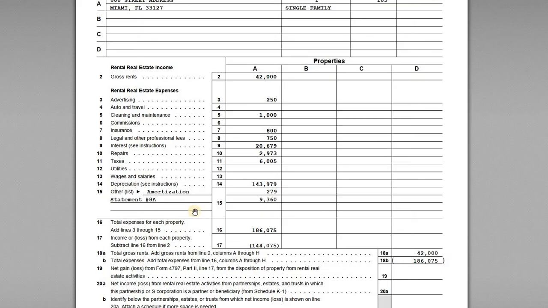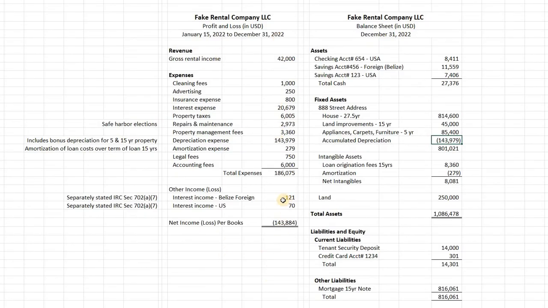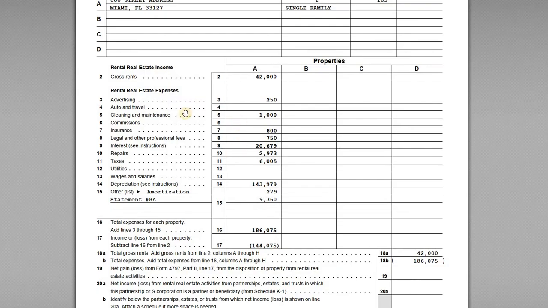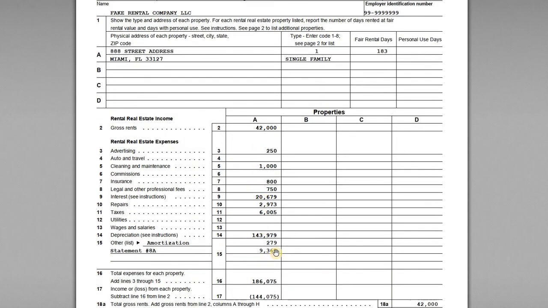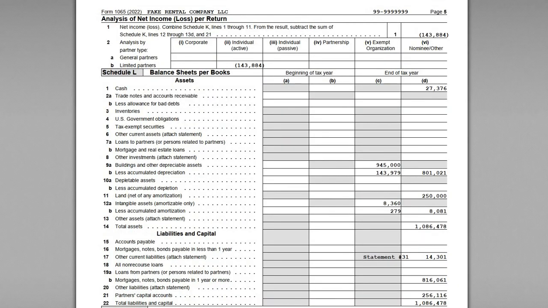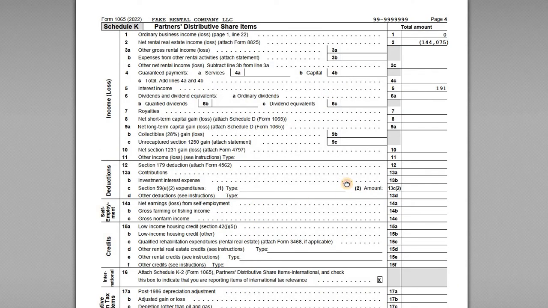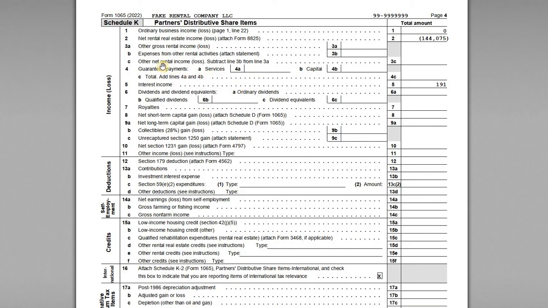Now, when we look at our profit and loss, remember we have some separately stated items here, right? So the interest income isn't going to be aggregated or reported here in column A. It's a separately stated item on the K1. So when we talk about separately stated items on the K1, what we mean is, if you have an item of income or expense that is directly related to one of these categories, then they generally have to be separately stated. So you can see here on line 2, the minus 144,075, that's flowing through from the 8825.